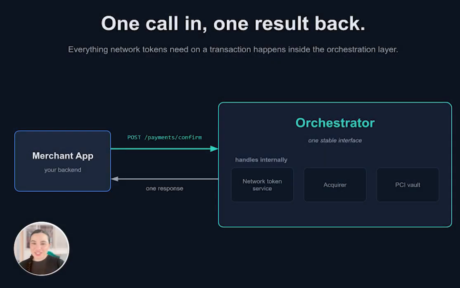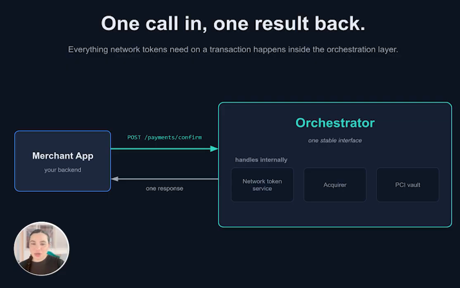So here's the question this whole video comes down to. If a network token is basically a stored credential, why would you even need an orchestration layer to use one? And let me give you the short answer up front. A network token isn't a credential you save once and replay. Every single transaction needs its own, fresh, single-use cryptogram.